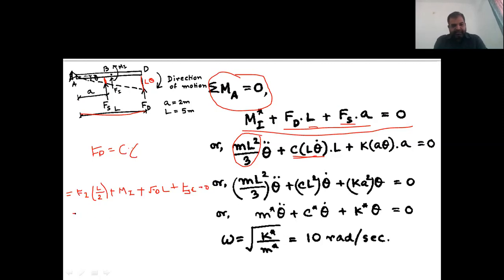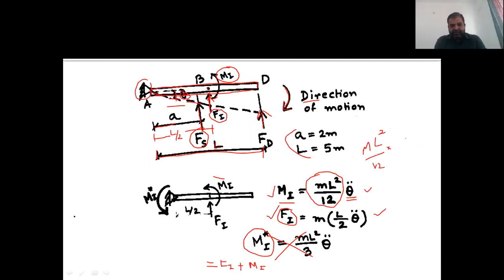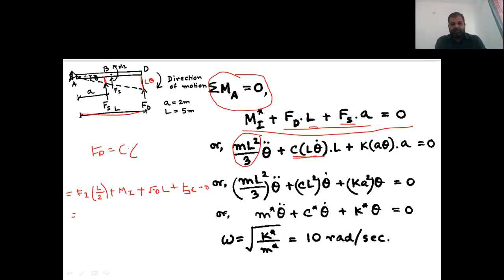Now put this value of Fi here. Fi we have calculated is m into L by 2 into theta double dot. So m into L by 2, into theta double dot, and this L by 2 is there. So this will be L square by 4.